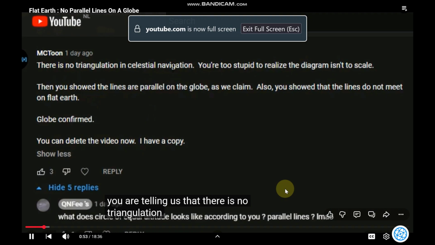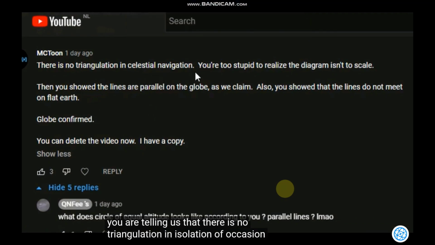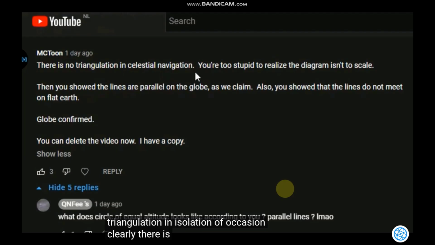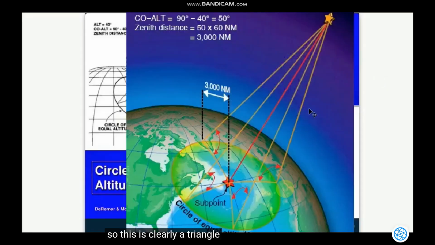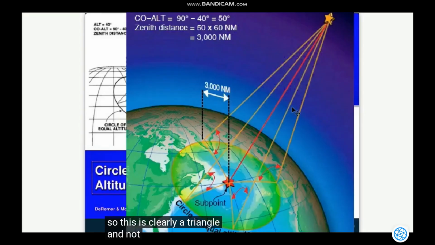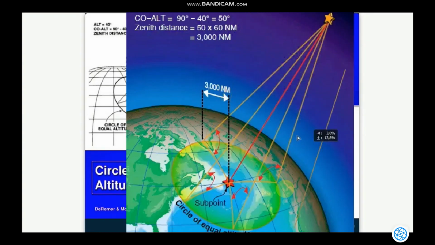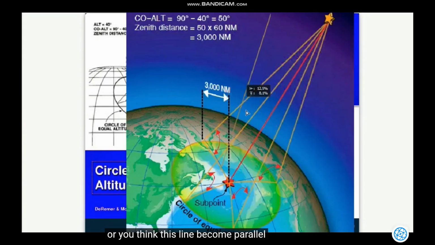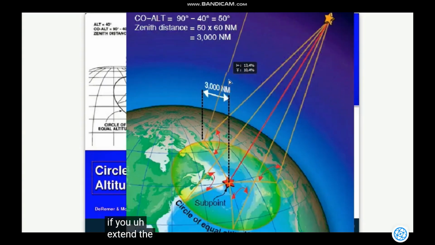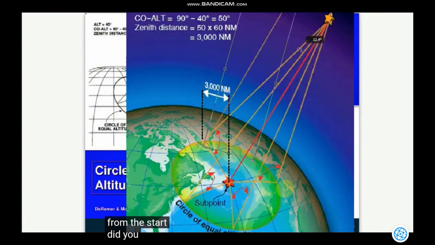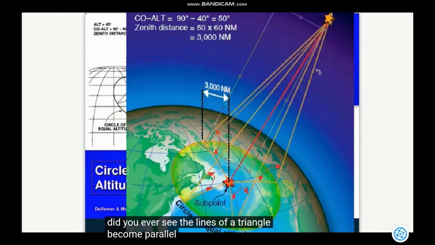There is no triangulation in celestial navigation. Clearly there is. What do you think the circle of equal altitude is then? So this is clearly a triangle and not parallel lines like you claim. How can these lines be parallel? Or do you think these lines become parallel if you extend the distance from the star? Did you ever see the lines of a triangle become parallel when you make it longer?